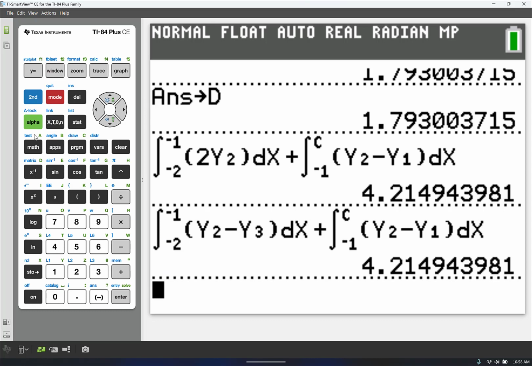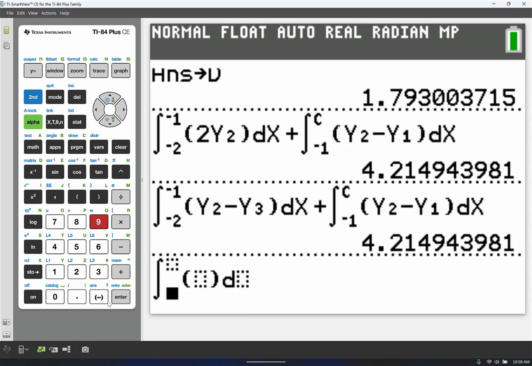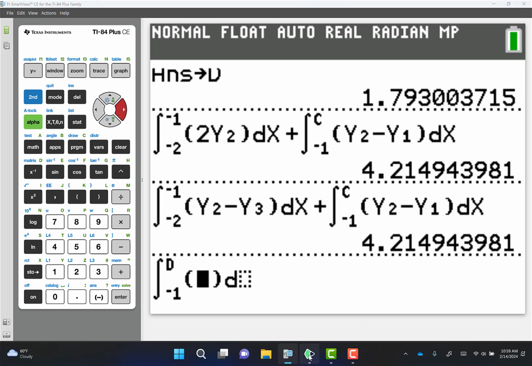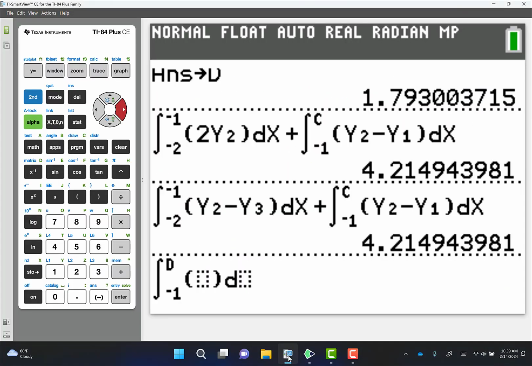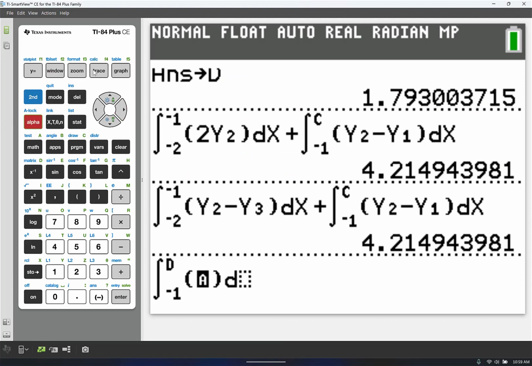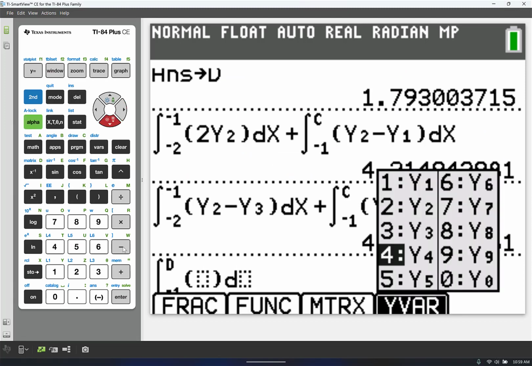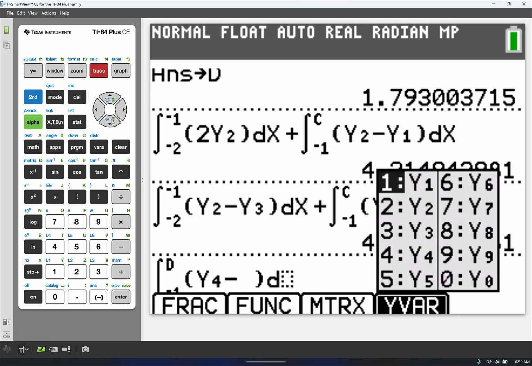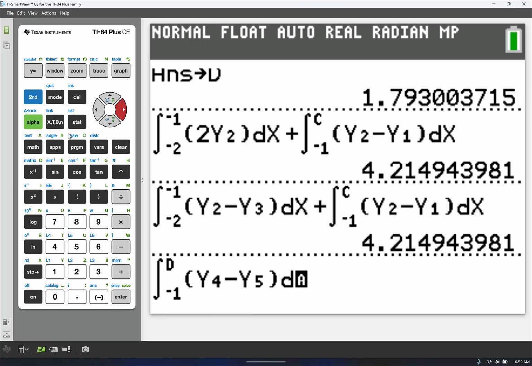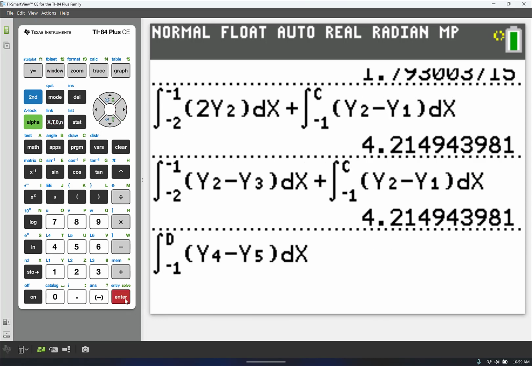So now, look, I push math, 9. And what did I say? -1 all the way to letter D, and I already have it stored in D. Alpha D. And then, I already forgot which one's on top. The y to the 1/3. So what was that? Y4? Alpha trace y4 minus y5. Alpha trace y5. And look at this, guys. I push with respect to x, enter.